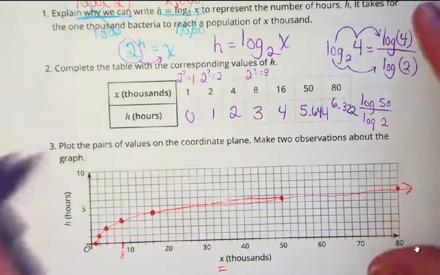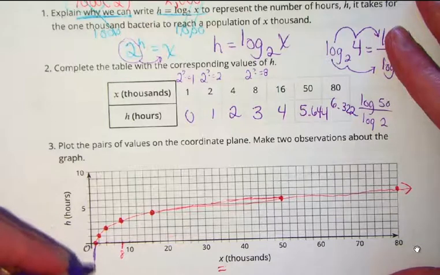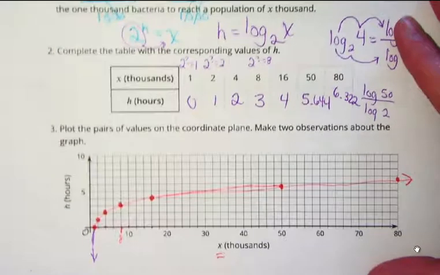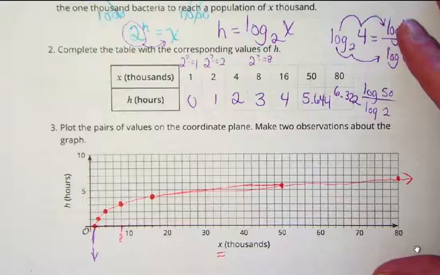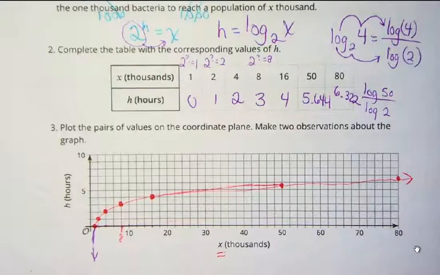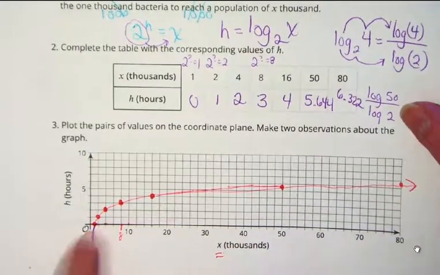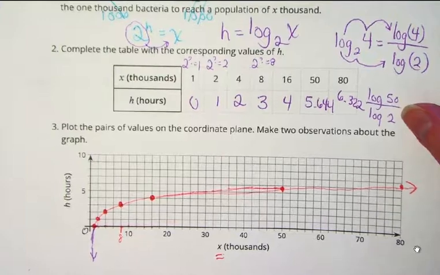which means it should be able to cross over our x-axis into some negative hours, but we know in reality that is like time travel. But it could be prior to when it started the count. So before they counted these bacteria, maybe it was already there.